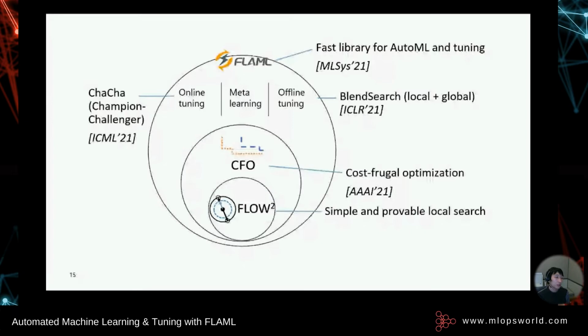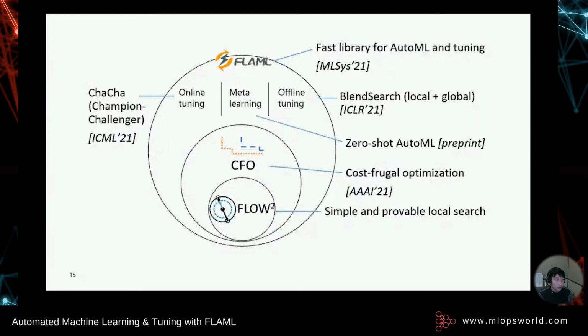For tuning online machine learning models, we developed a technique called ChaCha. It also leverages CFO as a submodule. FLAML is the first and only AutoML library that supports online machine learning models. And recently, we invented a new meta-learning approach to enable zero-shot AutoML.